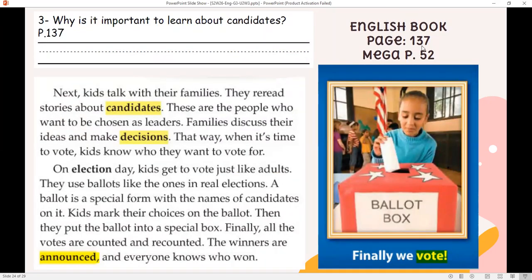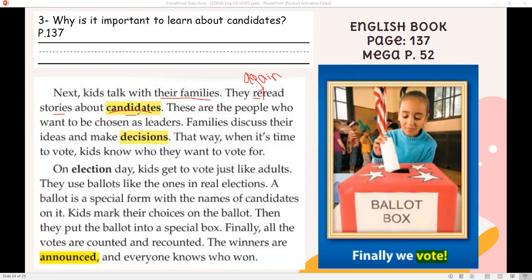Moving on to page 137. Next, kids talk with their families. They reread. I have another word with the prefix. Re means again. So reread means read again. Okay? They reread stories about candidates.